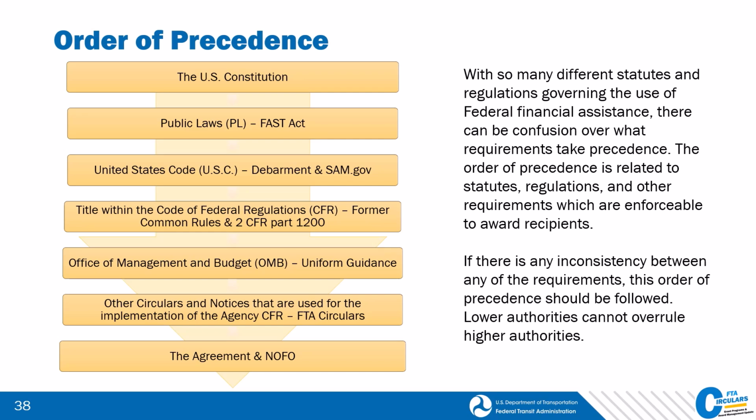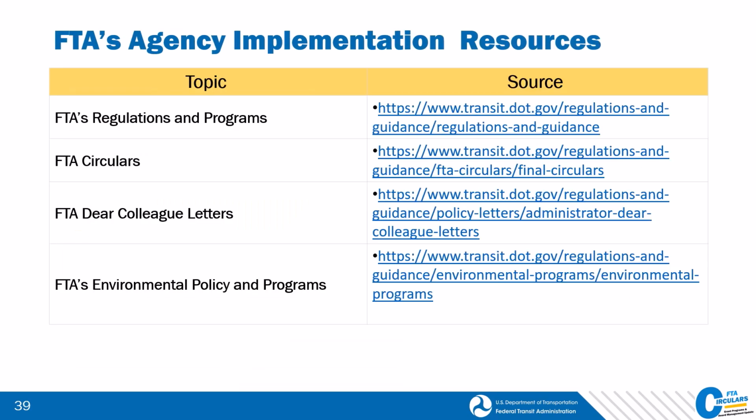From those requirements, we see the different United States codes that are developed, such as the debarment requirements and SAM.gov registrations, the titles within the Federal Code of Regulations, so the 2 CFRs that we might see. That's the Code of Federal Regulations, the CFR part, which is the agency's adoption of various requirements, OMB's uniform guidance, the other circulars and other notices that FTA and other federal agencies use, and then finally the agreement and NOFO. Again, we have some resources to help you understand requirements.